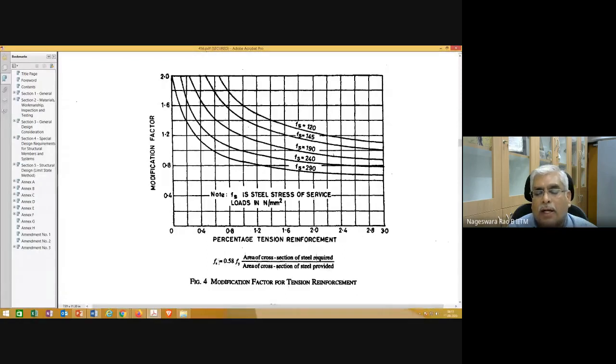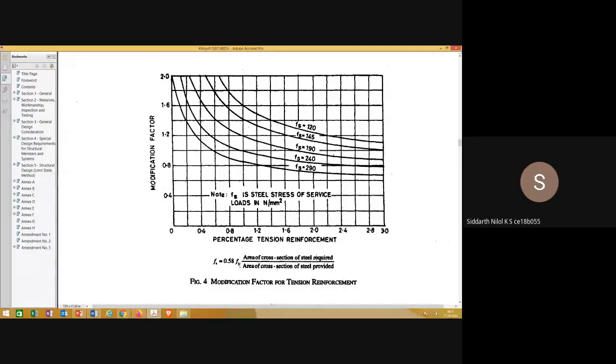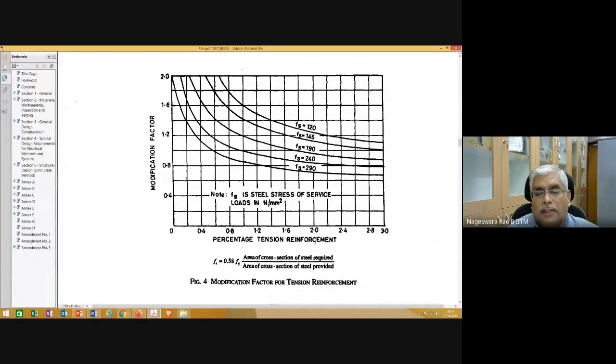So quickly tell me what is Fs: 0.58 multiplied by Fe 415. 415. Quickly. 240.7. 240.7 here. So then you can round it off to 240. Or if you want to be so precise, then you need to do some linear interpolation. So let's take it as 240.